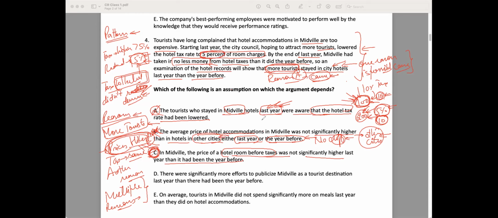C, we have already seen. D, there were significantly more efforts to publicize Midville as a tourist destination last year than there had been the year before. Now, this is also a trap option. It tells me that there were more efforts to publicize Midville as a tourist destination in the year in which we are talking about more tourists. But more efforts doesn't mean that only this thing is happening. It might or might not happen.